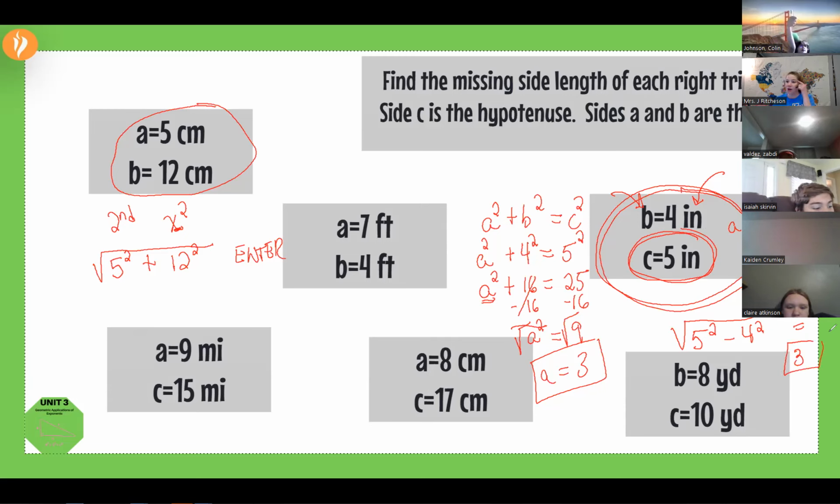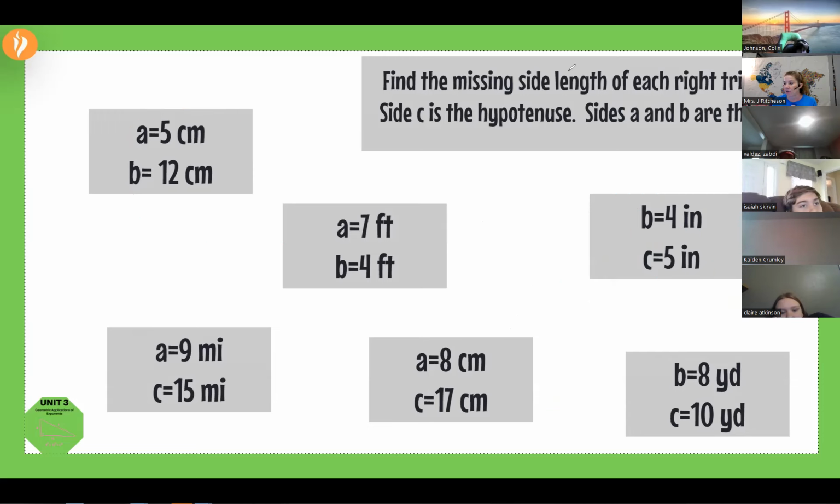But you have to know before you put it in your calculator, am I supposed to be adding or subtracting? Because if you do all that fancy stuff in your calculator and you didn't do the right operation, you're going to get the wrong answer. Does that help some of you? If you know immediately if you're adding or subtracting and you know how to use a calculator, you can do these questions very, very quickly. All right, can I move on?